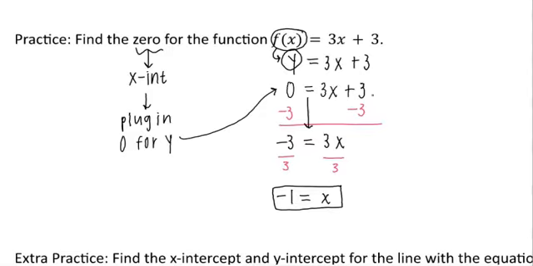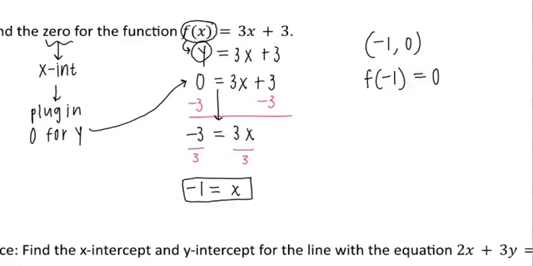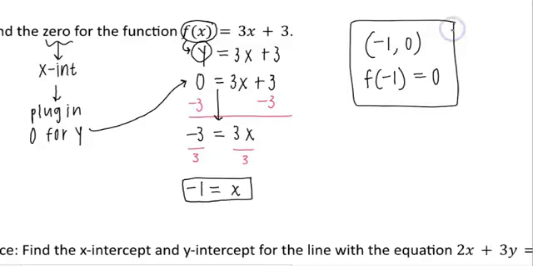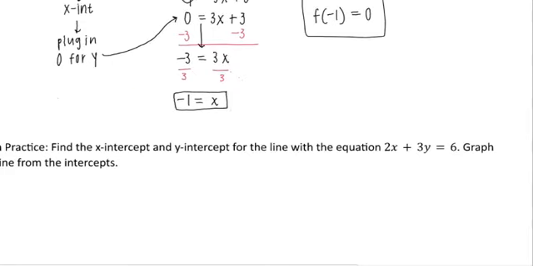Subtract 3 on both sides, divide both sides by 3. You should have gotten negative 1 for x. Another way to write that answer is as a coordinate point, so that would be negative 1, 0, or in function notation, f of negative 1 equals 0. Pay attention to what the directions tell you to figure out how to say your final answer and what format to put it in. Okay, last one, some extra practice.